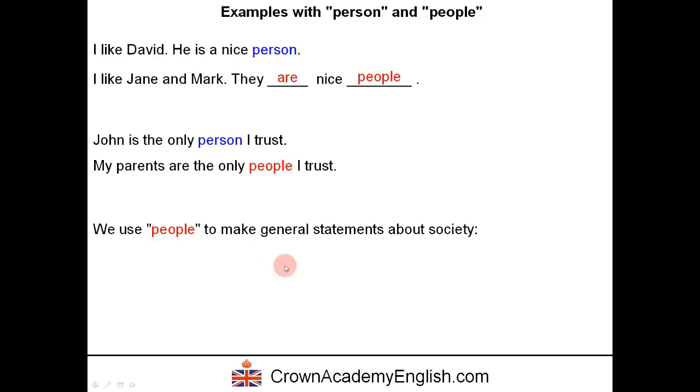We also use people to make general statements about society. Example, people are stupid. So when we say this, we are talking in general. We are saying everyone is stupid, society is stupid. Okay, we're not talking about specific people here. We can also ask the general question, why are people so rude? Okay, so this is plural. We're talking about humans in general.